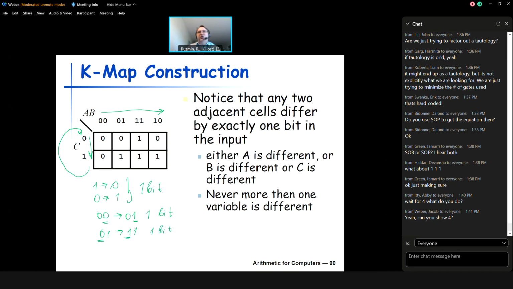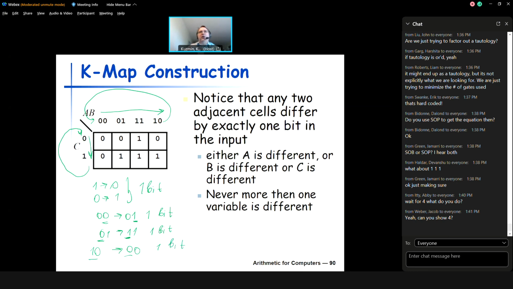So the rule of the K-map is that you need to make your rows and columns so that if you go from one cell to the neighbor cell, you only change 1 bit, in each direction. And it also wraps around here, right? If you have 1, 0, and you need to go to 0, 0, we only changed 1 bit, this bit.